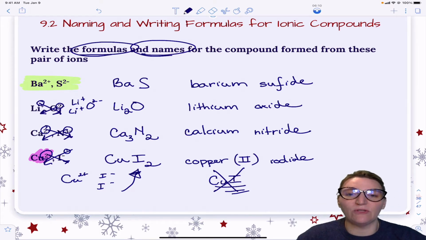And why didn't I use the Roman numeral in the first 3 was because barium, lithium, and calcium are not transition metals. They only ever form one ion.